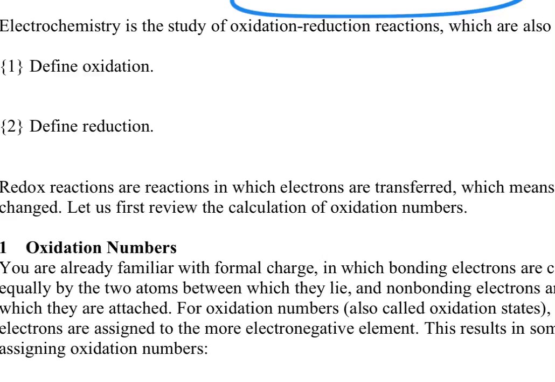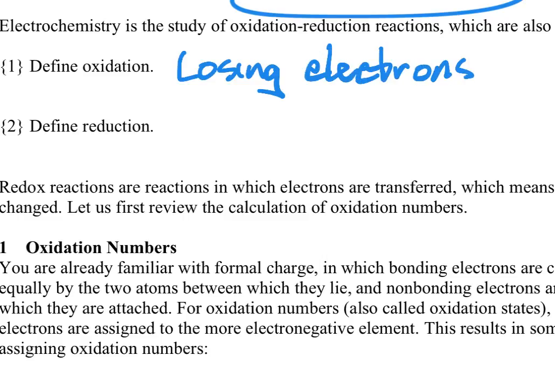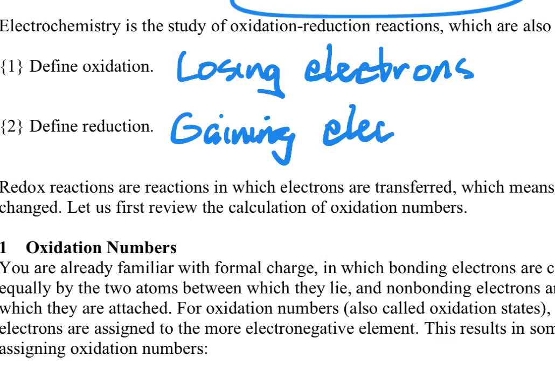Oxidation refers to the process of losing electrons. The phrase we would use is that the species that loses the electrons is said to be oxidized. So as it's giving up the electrons, it is becoming oxidized. Reduction refers to gaining electrons. And so the material that is receiving the electrons is said to be reduced.